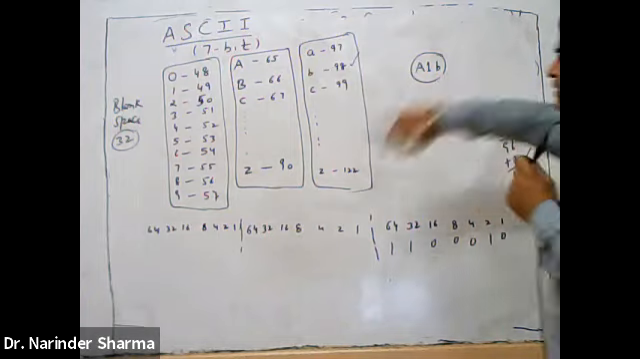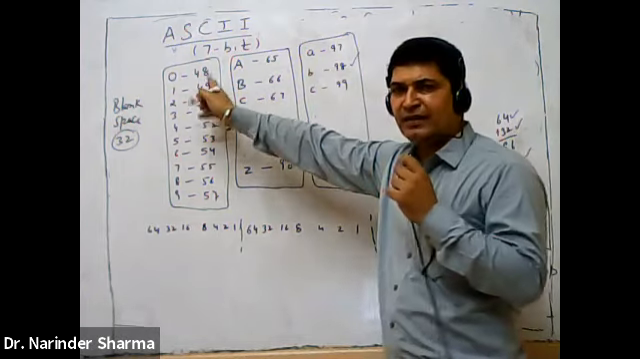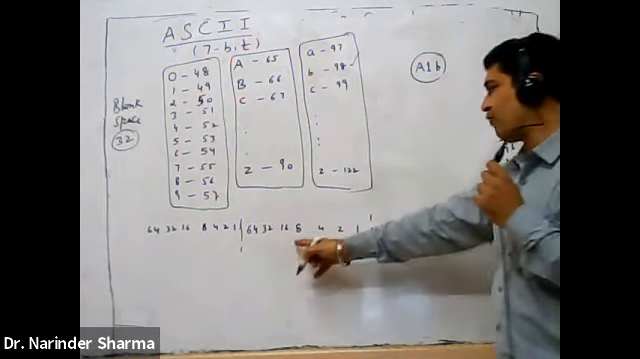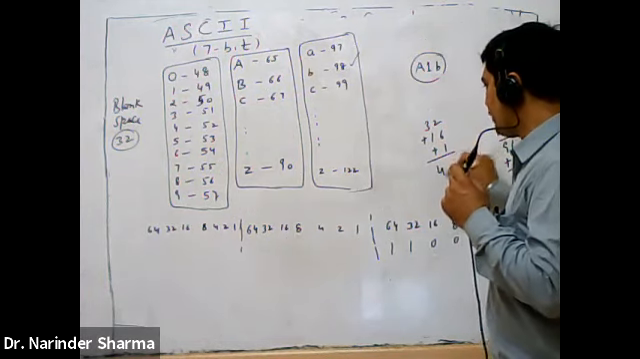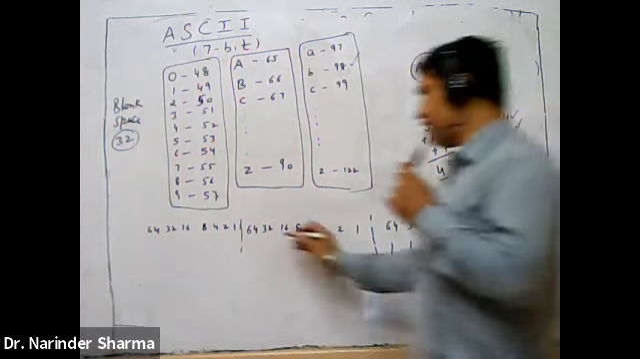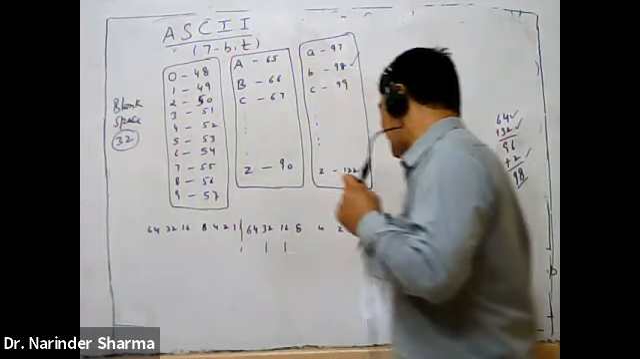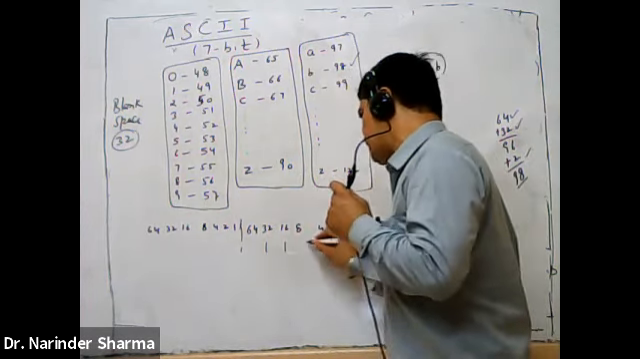Next, there is a 1. 1 stands for 49. How can you make 49? 32 plus 16 plus 1, that would be 49. So under 32 write 1, under 16 write 1, under 1 write 1, and the rest is zeros.